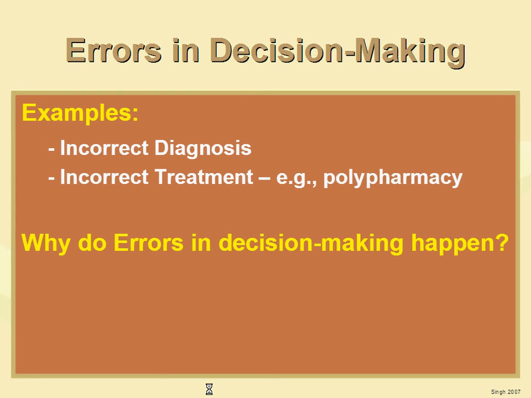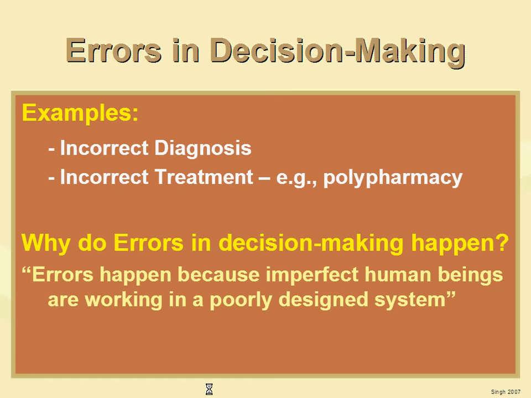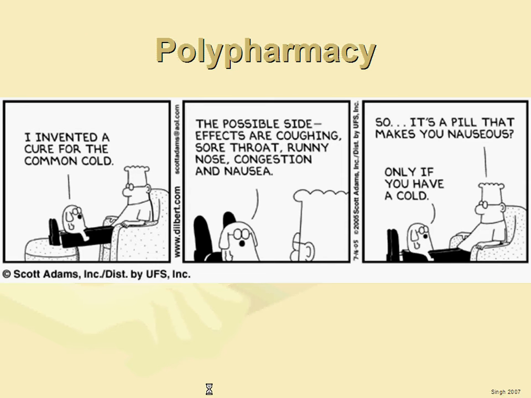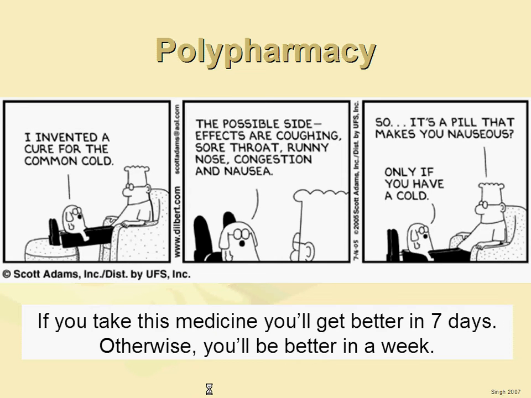Why do errors in decision making happen? Well, it's the same reason as always. It's a problem with the system fundamentally. Here's an example of polypharmacy. So often we use medications where the side effects are worse than the disease. Here's another example. Sometimes medication is no better than nothing.